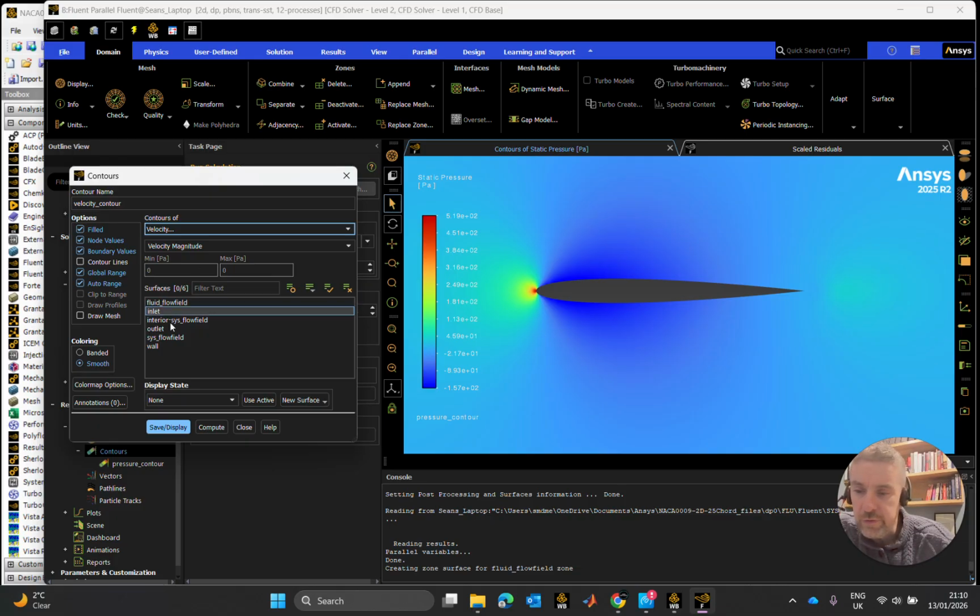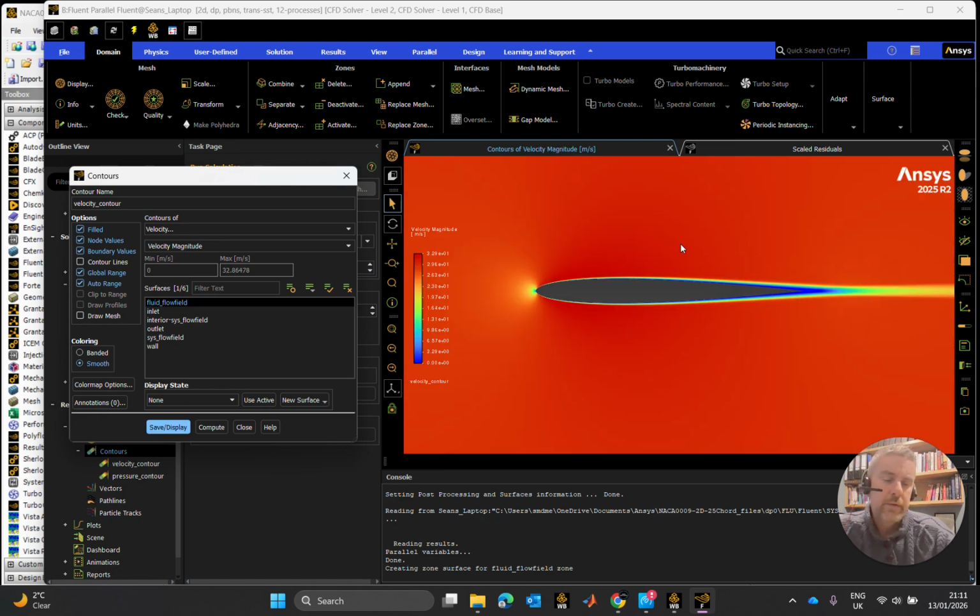I'm going to select the fluid flow field here. Again, you don't have to, but I would normally always select the fluid flow field. These will display your boundary conditions, my standard ones here: the inlet, the outlet, and the wall. With the flow field, you'll not see much, but with fluid, you don't have to select it. I always do, force of habit. Save display, and voila, there's our velocity contour.